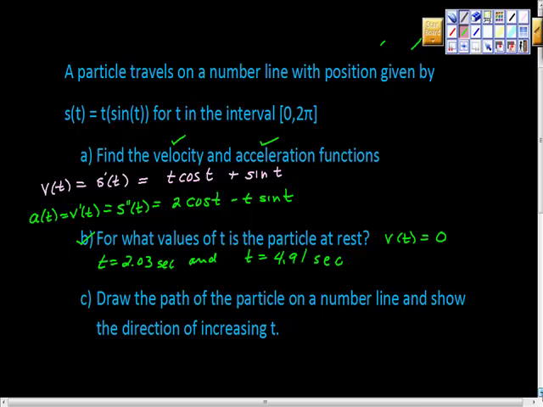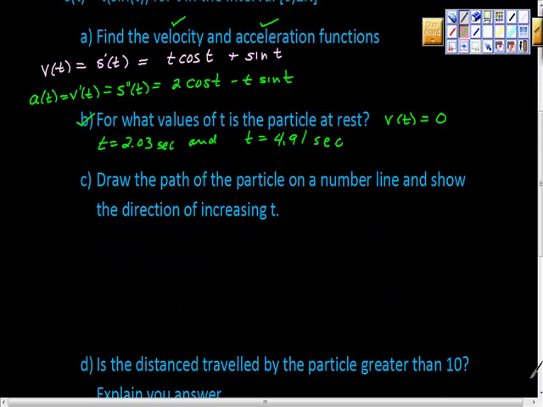It says here, draw a path. So this is how this works, and it's not bad at all. I'm going to gather some places up here. I need to know what the position is. What's the position at 0? What's the position at this? What's the position at this? And remember, the end of the interval we're interested in is 2 pi.